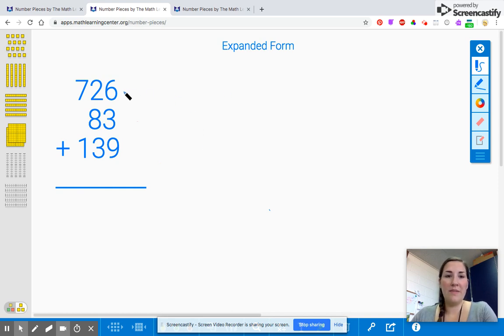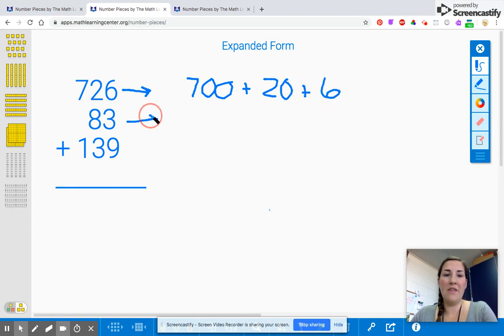So in order to do expanded form, I'm going to have to write these numbers off to the side in that expanded form first, and then I will add. So 726 becomes 700 plus 20 plus 6. 83, again, there's nothing in the hundreds place, so if it helps me to put that 0 as a placeholder, that's fine, but you don't have to.